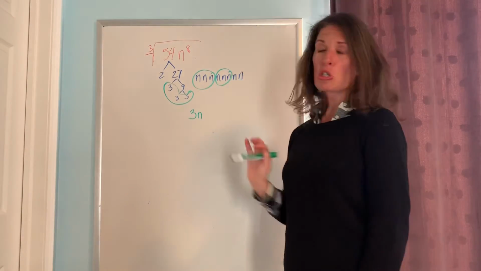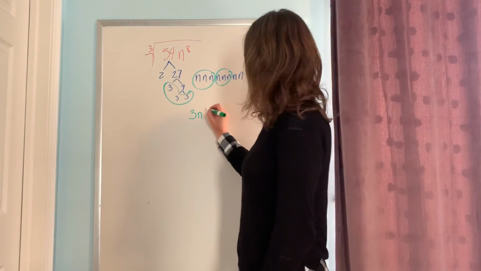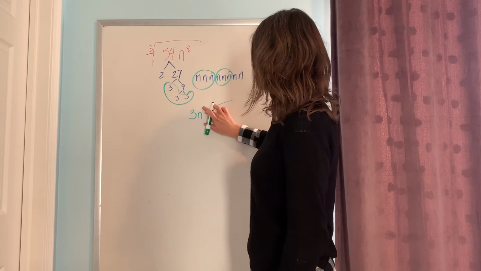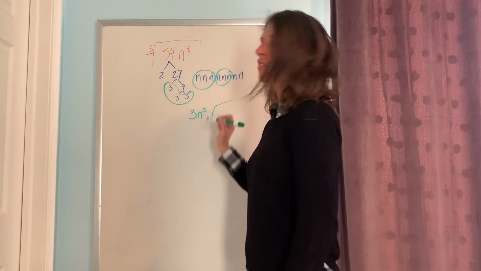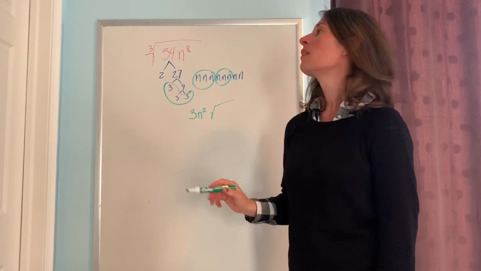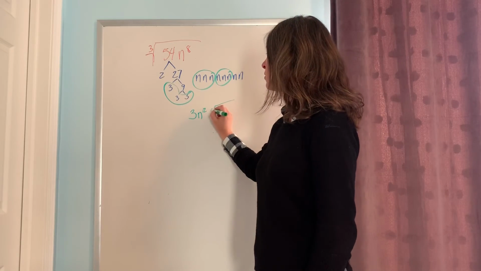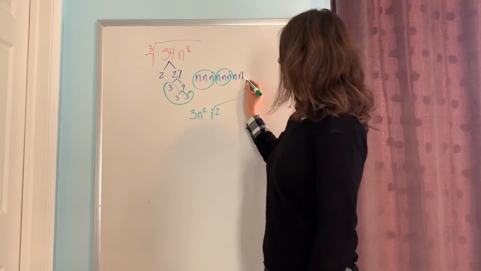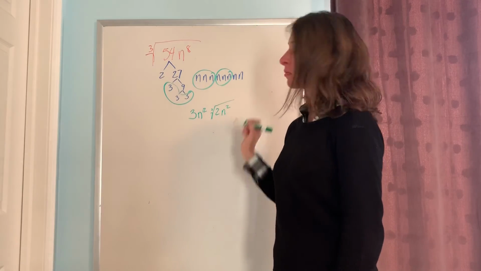N, but I had 2 groups of n. So it's n squared. Oops, n squared, you guys. It's a long day. N squared. And then this is my cube root. What's left over? A 2 and 2 n's, or n squared.